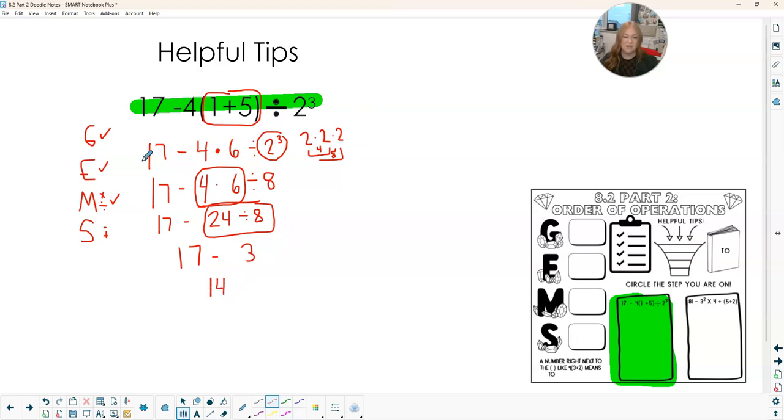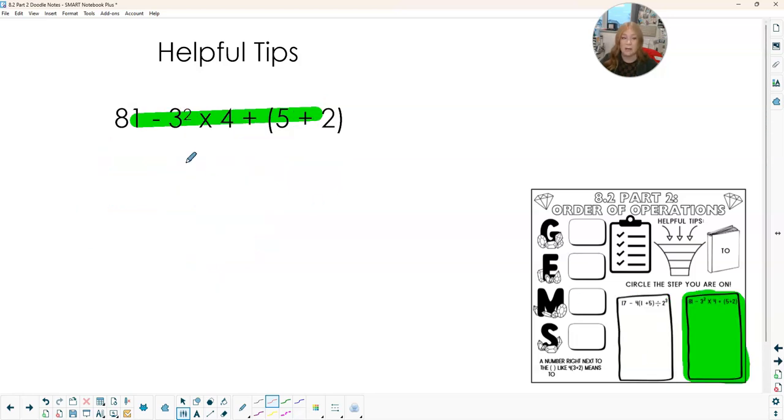So we can see this nice funnel we've created to get to our answer. We worked left to right. We checked off our list, circled each step so we didn't accidentally bring it down. So sometimes we might accidentally bring the 6 down or the 4 down if we don't circle that. All right, let's try one more here.